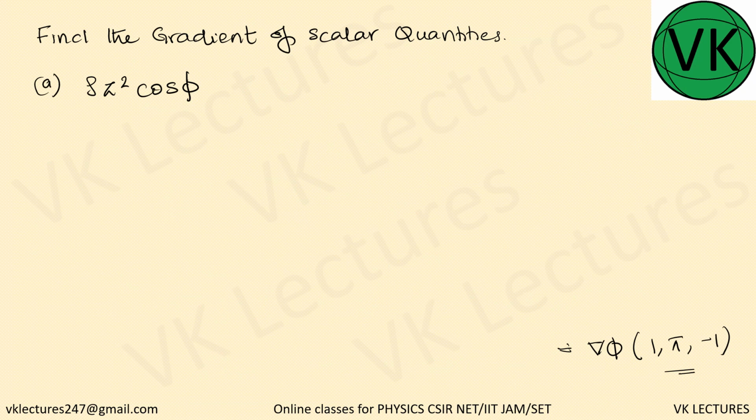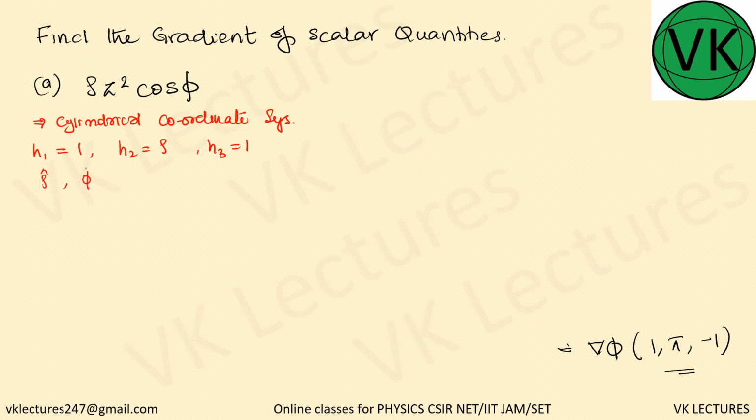So from this it is understood that it is a cylindrical coordinate system, and the values are h1 equal to 1, h2 equal to rho, and h3 equal to 1, and the directions are rho, phi, z.